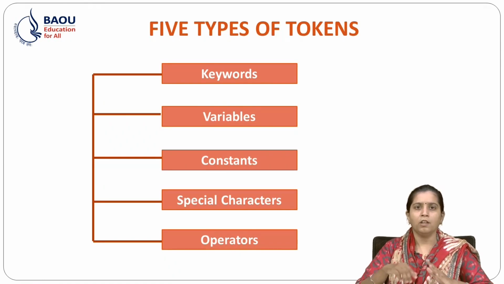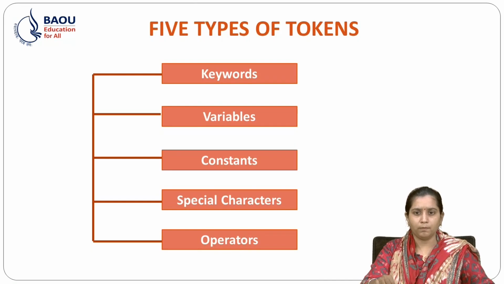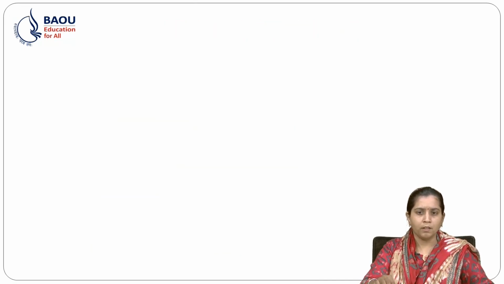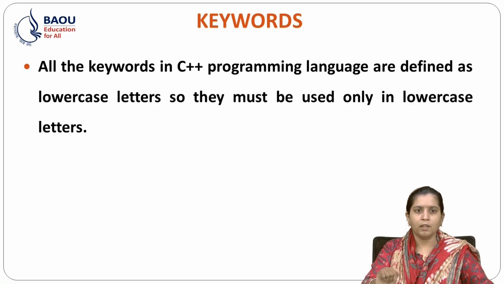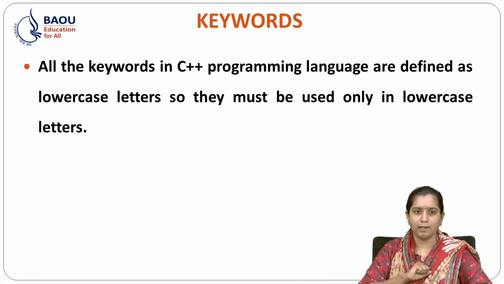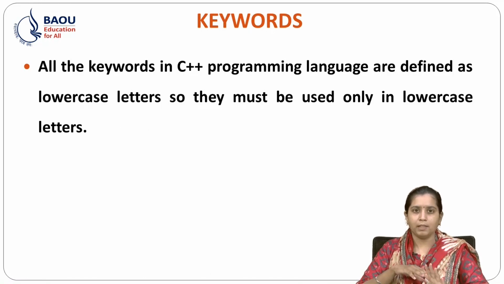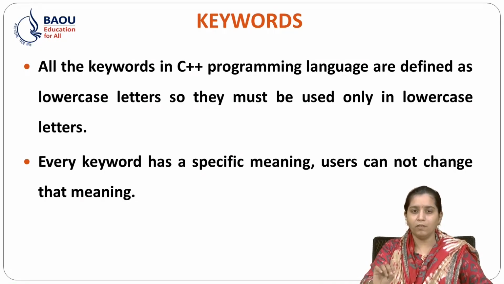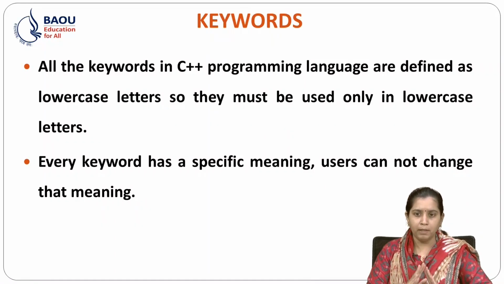What is keywords? Keywords are the words with predefined meaning which is already known to the compiler. All the keywords in C++ programming language are defined as lowercase letters, so they must be used only in lowercase letters. In C++ language, there are total 32 keywords and every keyword has a specific meaning that users cannot change.